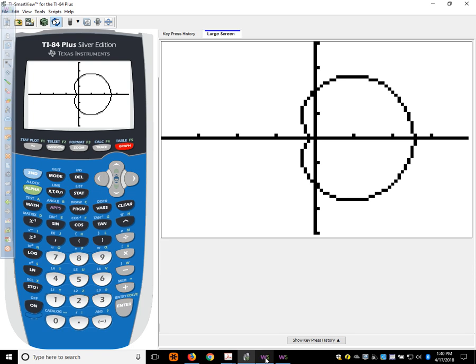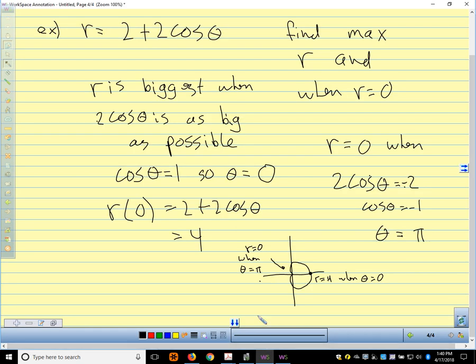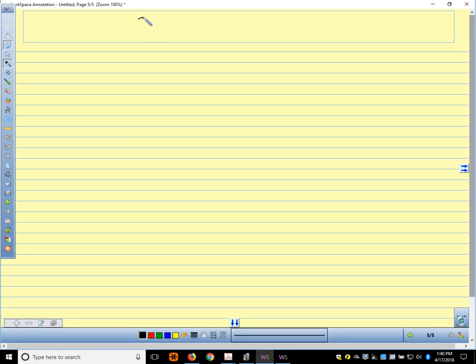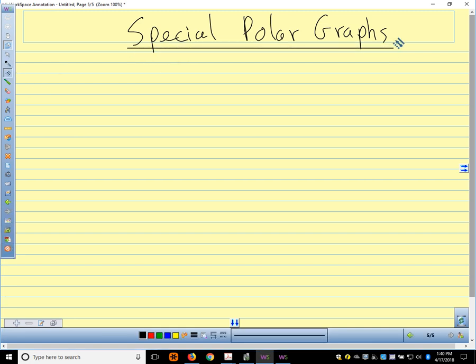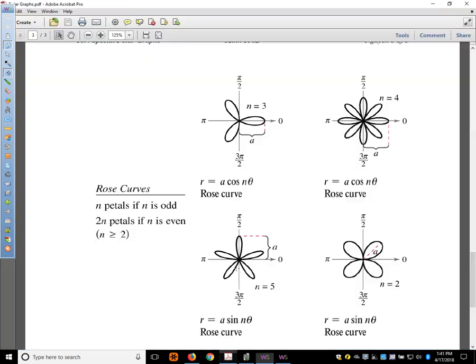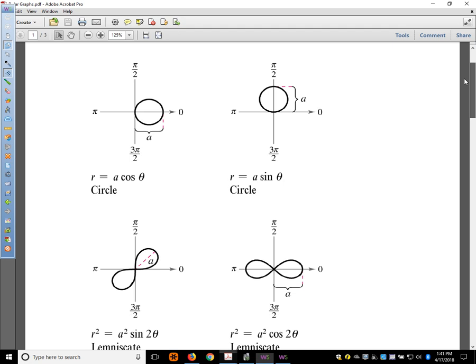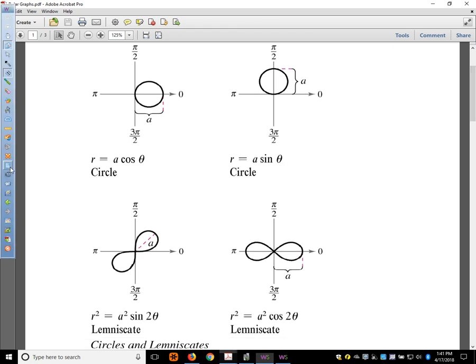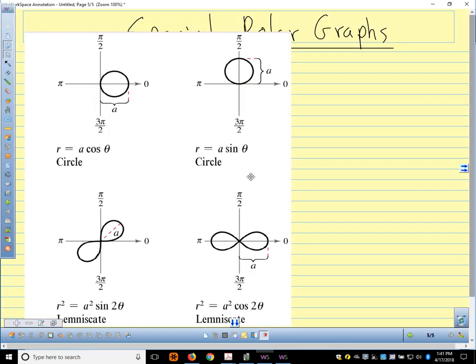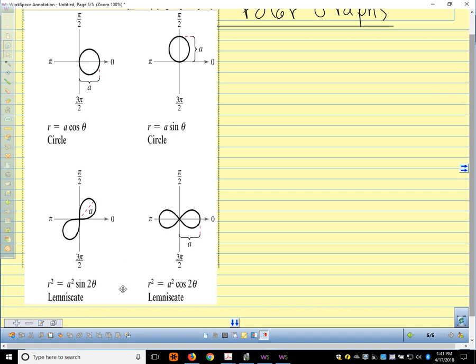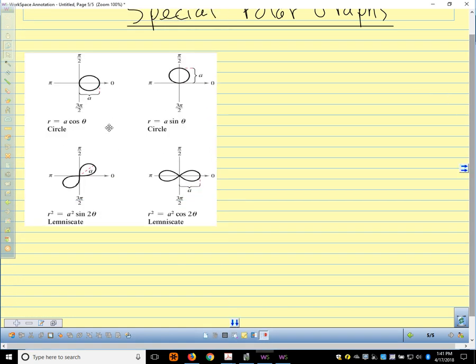All right, the last thing I want to talk about today, these are on the sheet that I gave you, is special polar graphs. What I would expect is not that you have every single special polar graph memorized, but that you could look at an equation and say, oh, that's going to be a circle, or that's going to be a cardioid. Or lemniscate. Lemniscate, isn't that a nice word? Infinity symbol.